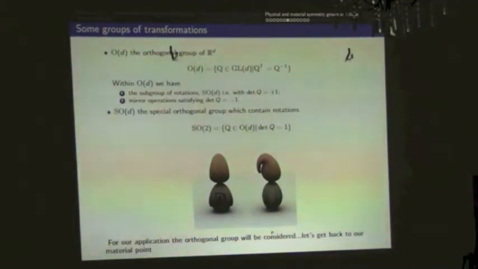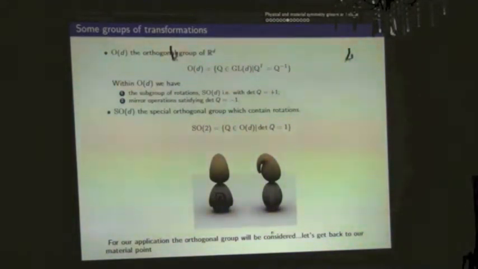Okay, and so in O(D) I have the rotations completed by mirror operations. In a mirror operation, you invert. If you look at a frame in the mirror, your orientation will be reversed.